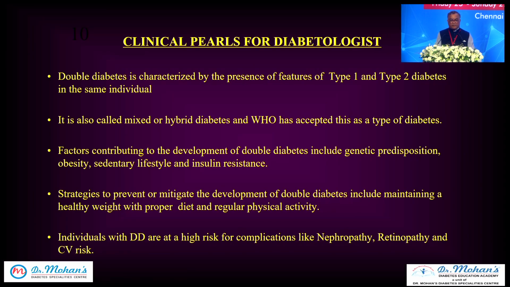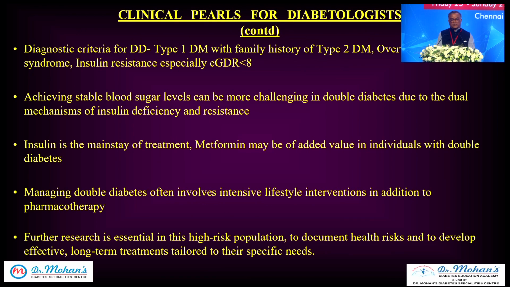So coming to the takeaway messages, we know double diabetes is characterized by the presence of features of type 1 and type 2 diabetes in the same individual. It is also called mixed or hybrid diabetes, and WHO has accepted this as a type of diabetes. Factors contributing are mainly genetic predisposition, obesity, sedentary lifestyle, and insulin resistance. Strategies to prevent or mitigate the development of DD include maintaining a healthy weight with proper diet and regular physical activity. And these double diabetic individuals are at high risk of developing microvascular and macrovascular complications.